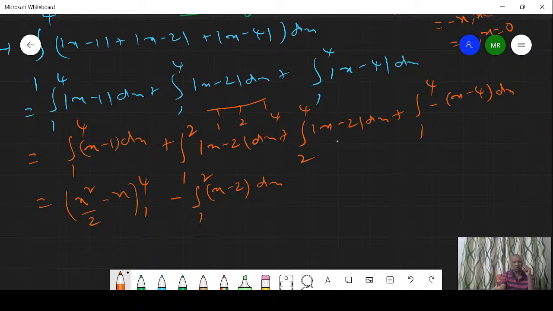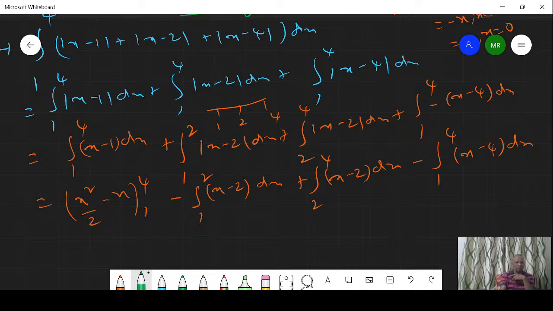This one again 2 to 4. If we take 2 to 4, 2 point something, it gives positive. I can write 2 to 4 this mod x minus 2 will become x minus 2 dx. This already I have taken, minus 1 to 4 x minus 4 dx. So I can do like this. Why I have not done here, I will tell you the reason now.